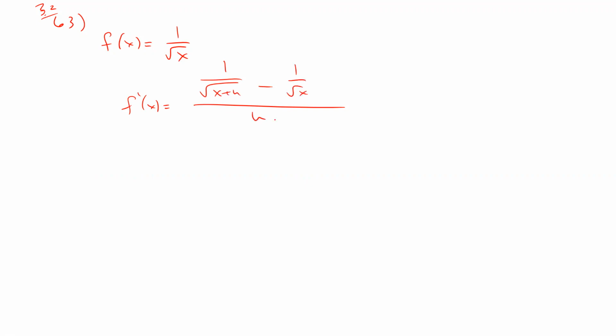It says use the definition of, this is 3.2, number 63. And we are going to use the definition of derivative to find the derivative of this guy. Ooh, how fun. Okay, so let's do the derivative formula itself here. Ta-da. So this would be 1 over the square root of x plus h minus the square root of h, over h. That would be the first thing, because we're plugging in.